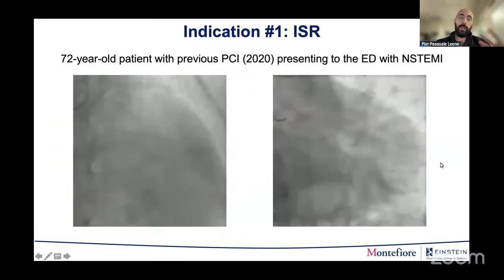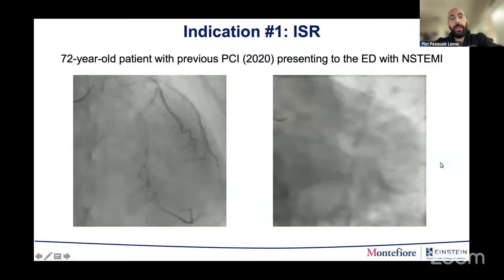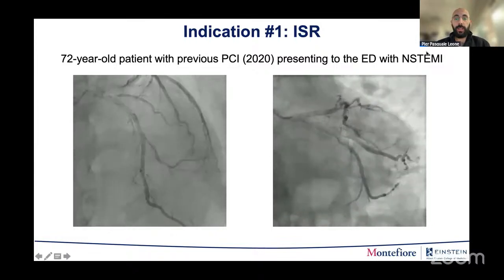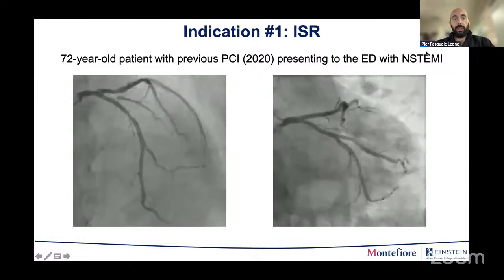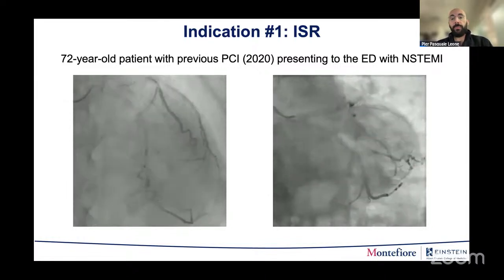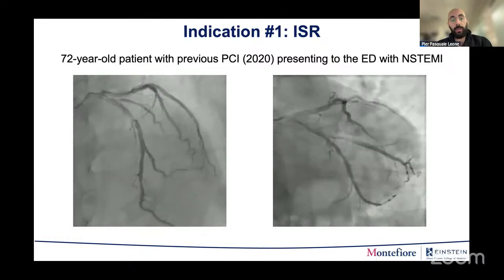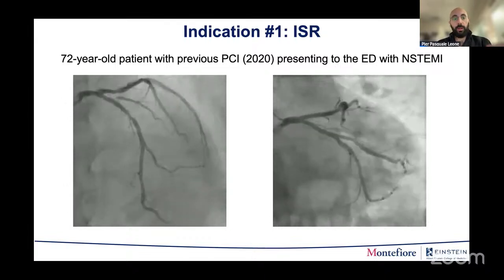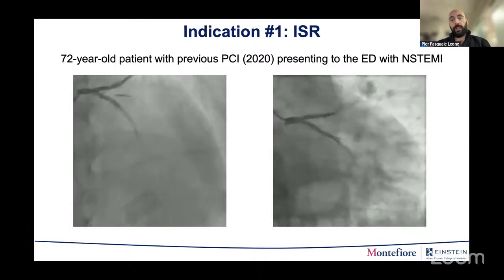In terms of clinical example, this is just a 72-year-old patient that was post PCI in 2020, presented with non-STEMI in the ED. And you can really see over here a previous stent in the left anterior descending artery. And I don't see a reason at this point to go ahead and implant a second stent the first time that the patient presents with ISR and put a second layer stent.